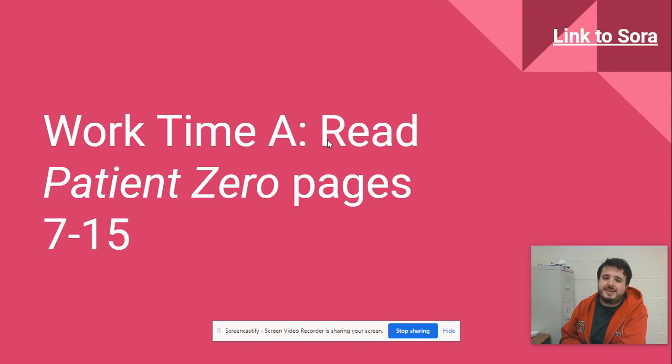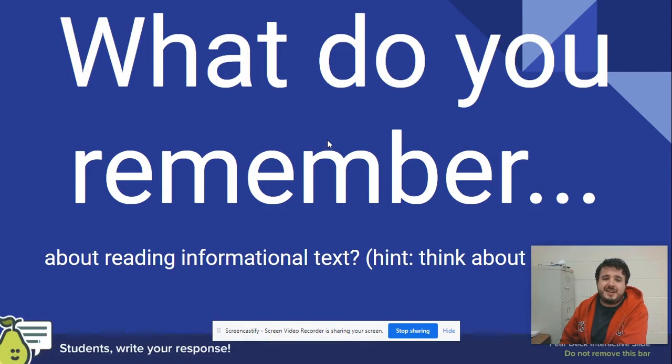And then we're going to go ahead and start taking a look at the first couple pages of Patient Zero here. Later in this module, there'll be a section where you can listen to me reading. But for right now, go ahead and read the chapter. And as you go, of course, you should be practicing using your informational text reading skills.